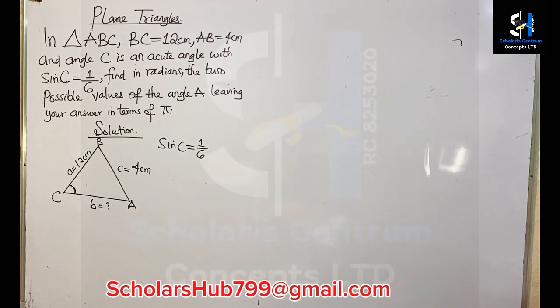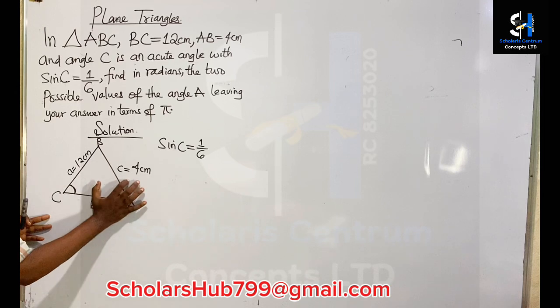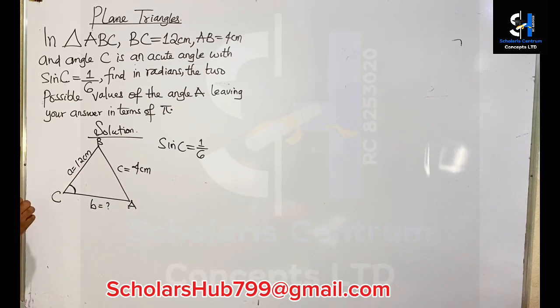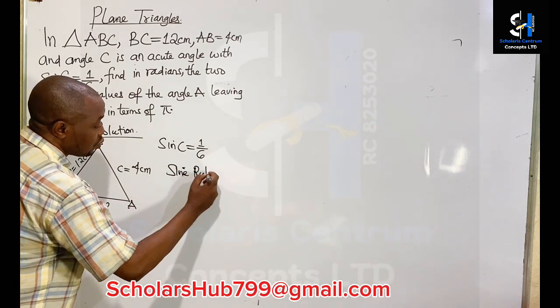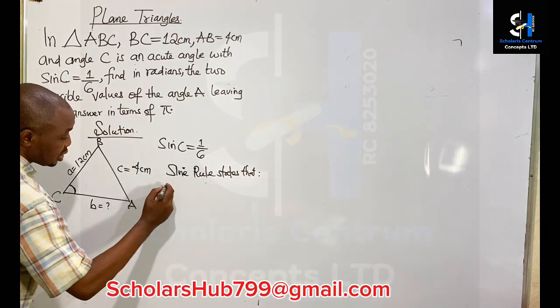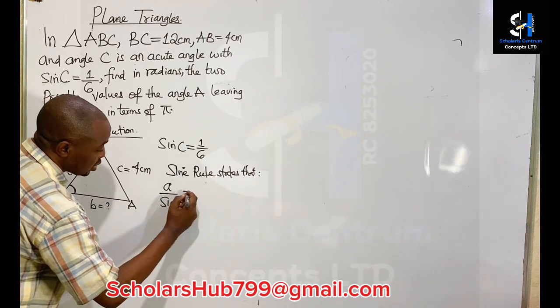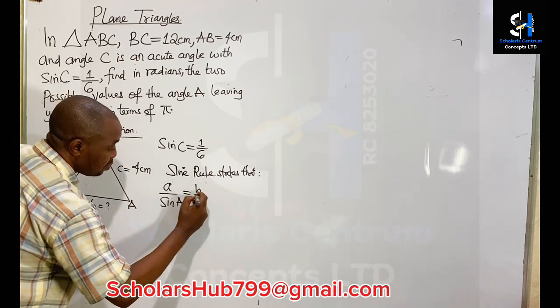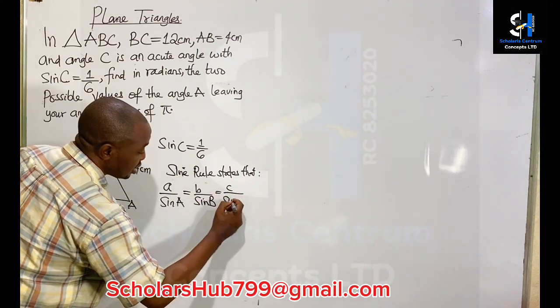But now yes, because this angle is given, this side is not given, and the other two remaining sides are given. So it means that we are going to use the sine rule, and the sine rule states that we have a over sine A, lowercase a over sine A capital, then b over sine B equals c over sine C.